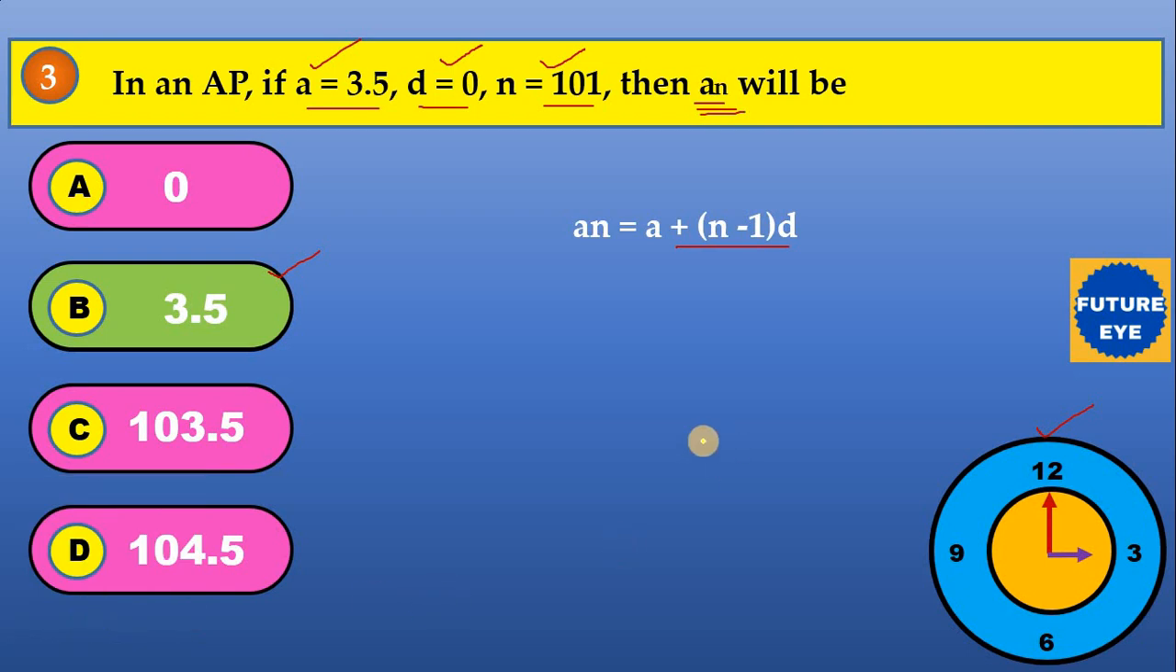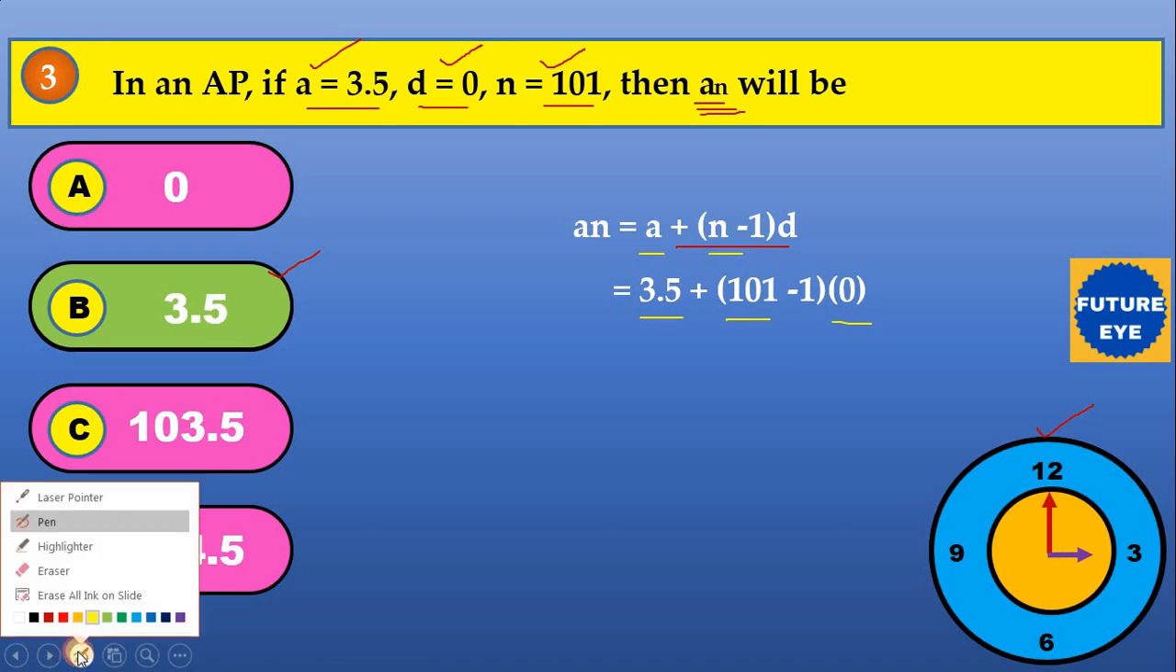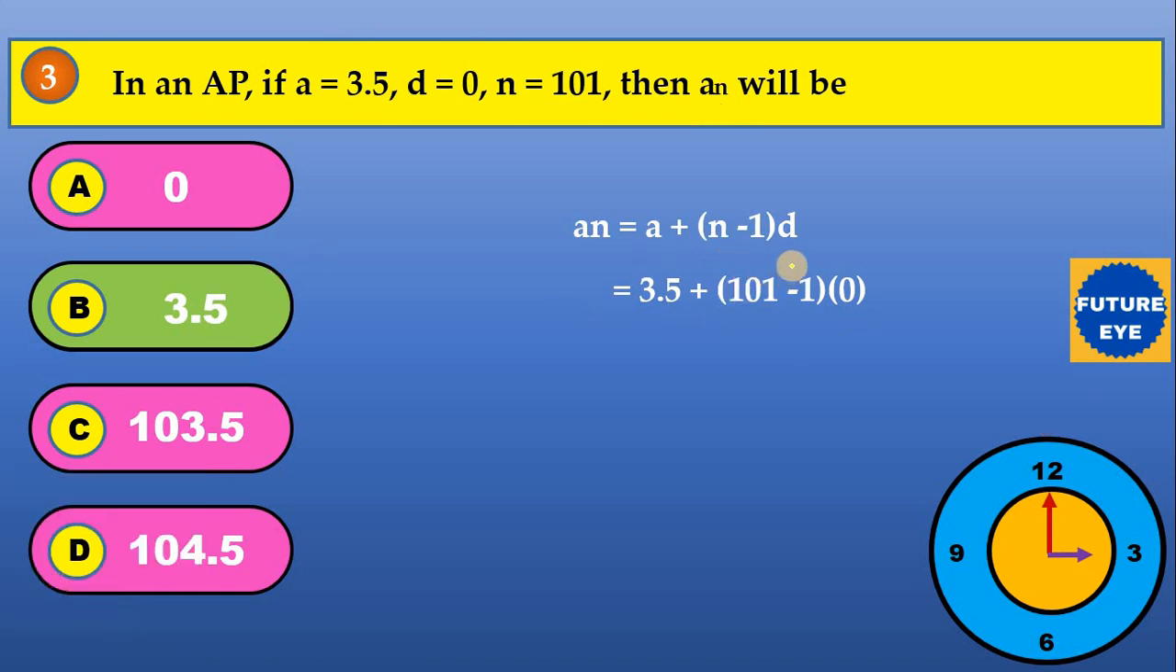Let us substitute the values, children. So, a value is 3.5, n value is 101 and b value is 0. That is a very important thing. Now, this whole thing will become 0 because 101 minus 1 is 100. 100 multiplied by 0, we get 0 only. So, 3.5 added to 0, we get 3.5 itself. Hence, here the correct option is 3.5.